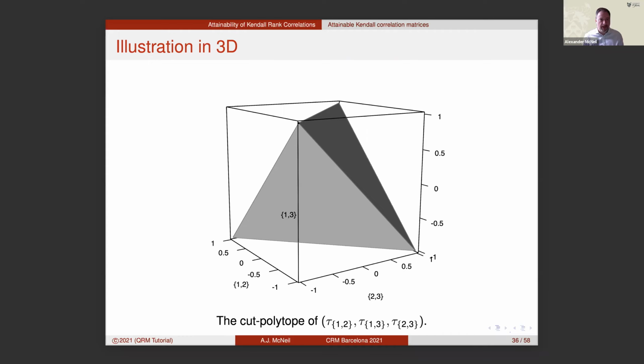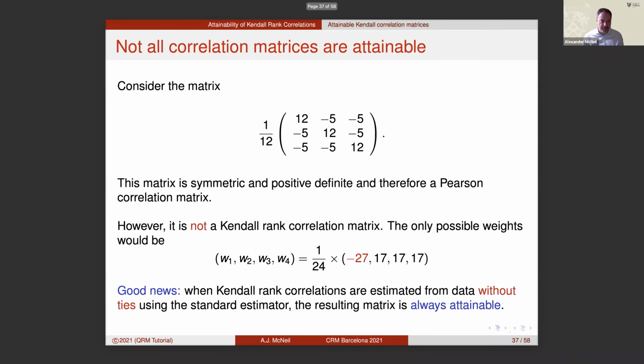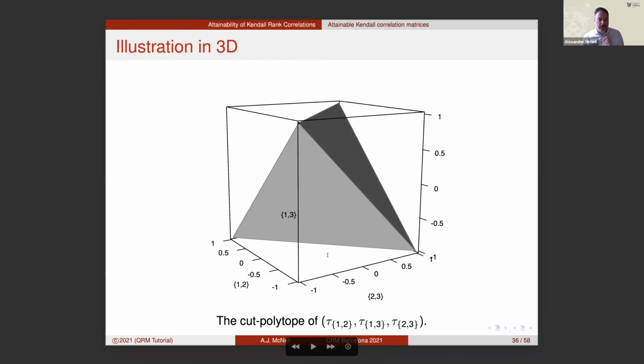It's not so easy to display it in higher dimensions, which is why I show you this nice picture in 3 dimensions. So not all correlation matrices are attainable Kendall matrices. And here's an example of one that isn't. Firstly, observe that I'm dividing every element by 12. That means that there is a 1 on the diagonal, so the diagonal is 1s. And off the diagonal, the element is -5/12. Well, if I were to plot the point -5/12, -5/12, -5/12, it wouldn't be inside this pyramid here. It would be outside it.